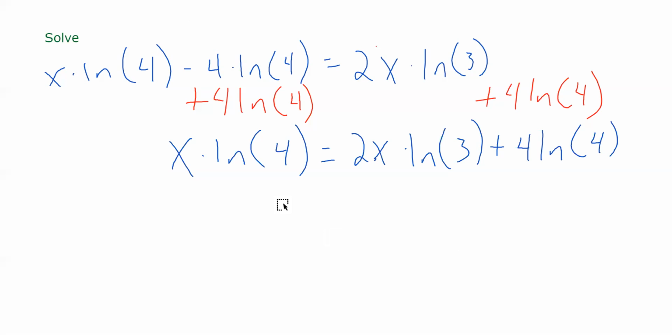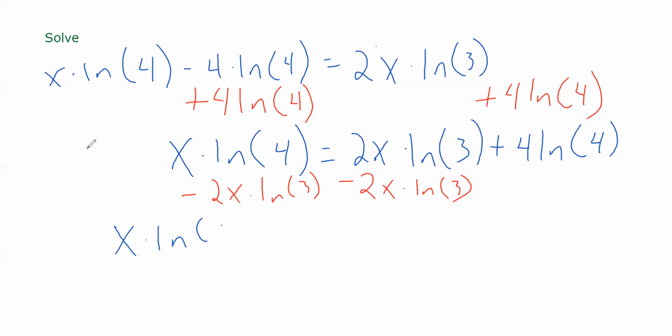And just so I don't skip too many steps or anything, now let's write what I have. Now, what I want to do is get all my x's on the left-hand side. I want all my x's on the left-hand side. So now I'm going to have to subtract over this thing. So I'm going to end up with this.